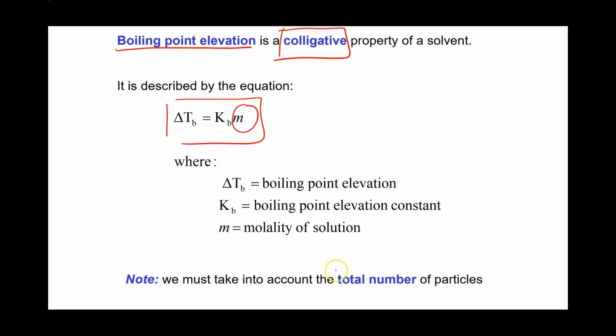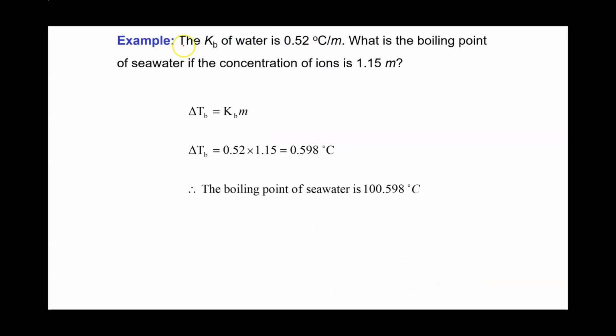Now, it is important to recognize that we have to take into account the total number of solute particles, and that might be more than the number of formula units that we've added if we have something like an ionic compound that dissociates into multiple particles. So the Kb of water is 0.52 degrees Celsius per molal. And then we're asked, what is the boiling point of seawater if the concentration of ions is 1.15 molal?